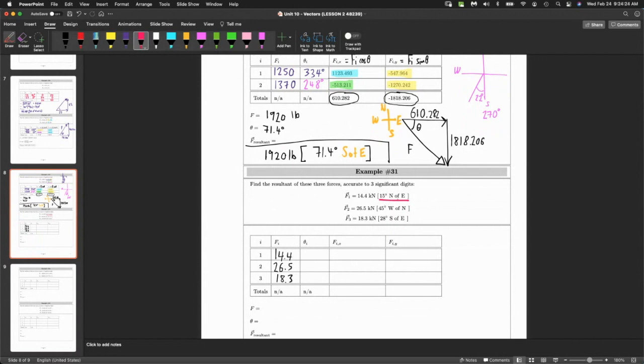So 15 degrees north of east, what angle is that? What angle between 0 and 360? What angle is 15 degrees north of east? Yeah, it's just 15. And what angle is 45 west of north? Someone else?